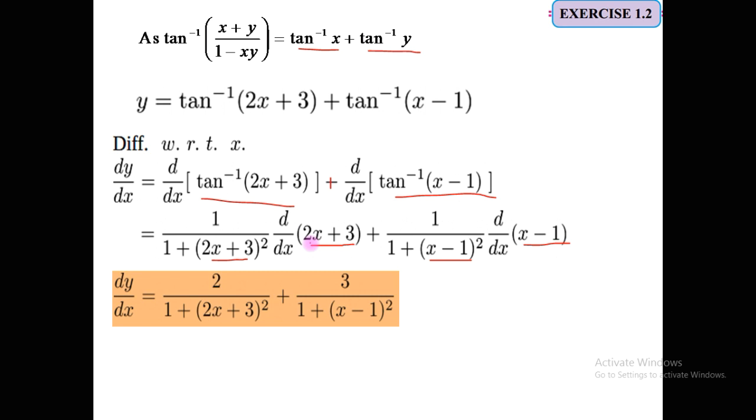So the derivative of 2x plus 3, 3 being a constant, the derivative of which is 0, and the derivative of 2x is simply 2. So only 2 is remaining in the numerator. The rest of the part in the denominator as it is. And here only the derivative of x minus 1, that should be 1 in the numerator. 1 upon 1 plus (x minus 1) whole bracket square. And this will be the final answer.